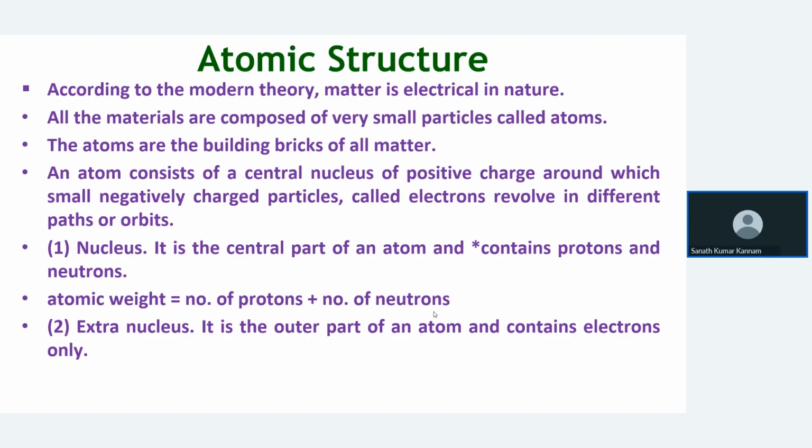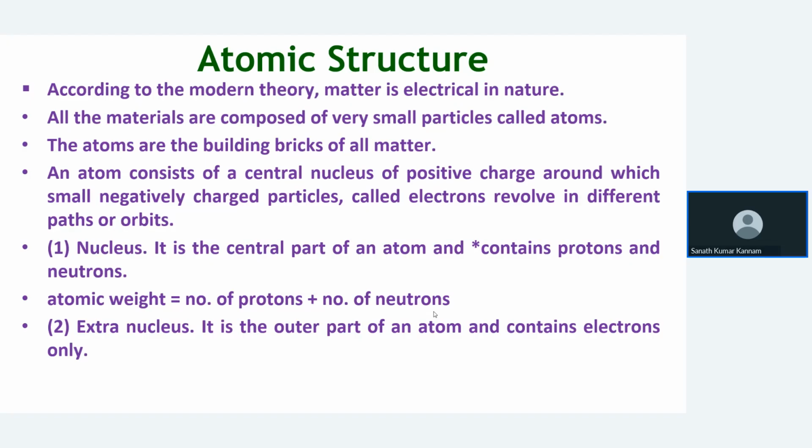In the nucleus there will be two particles: one is the proton and the other is the neutron. A proton is a positively charged particle, and a neutron does not have any charge. Electrons revolve around the nucleus. So the nucleus is the central part that contains protons and neutrons.